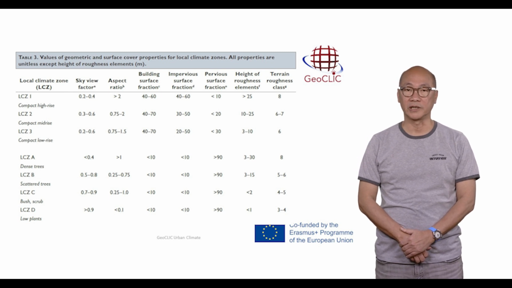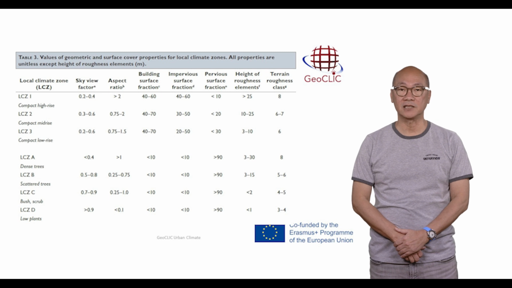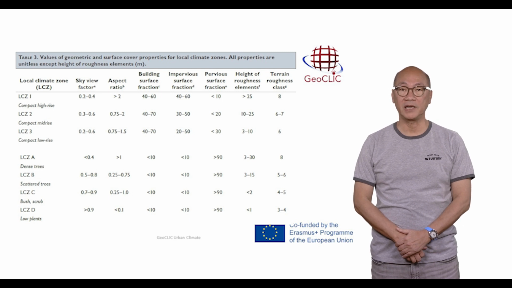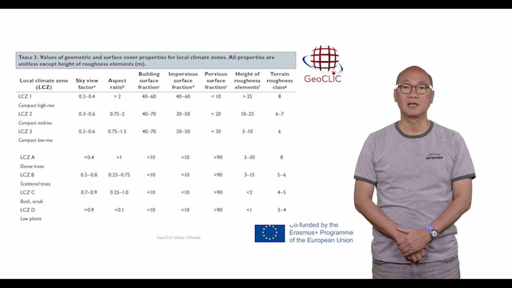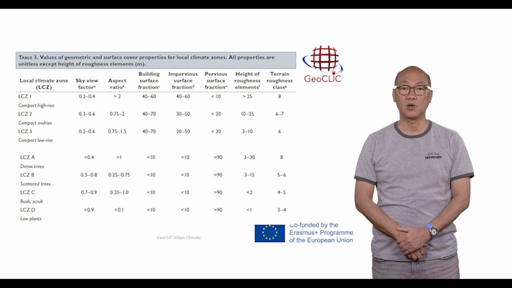They include the following: sky view factor, aspect ratio, building surface fraction, impervious surface fraction, pervious surface fraction, height of roughness elements, and terrain roughness. Now we will go through their definitions one by one.